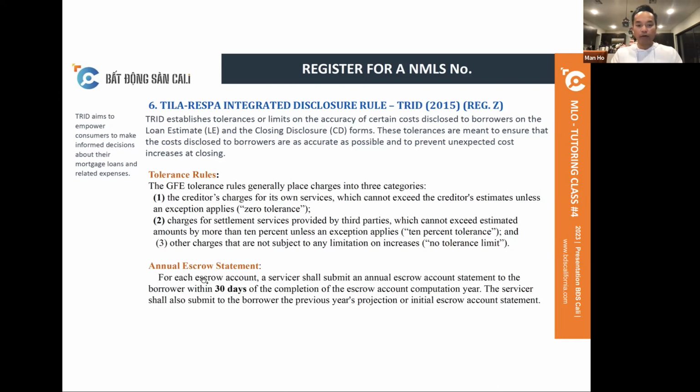Okay, next thing is the annual escrow statement. For each escrow account, a servicer shall submit an annual escrow account statement to the borrower within 30 days of the completion of the escrow account computation year. So meaning at the year end, the servicer who managed the escrow account needs to send out a complete account statement within the 30 days. The servicer shall also submit to the borrower the previous year's projection or initial escrow account statement.